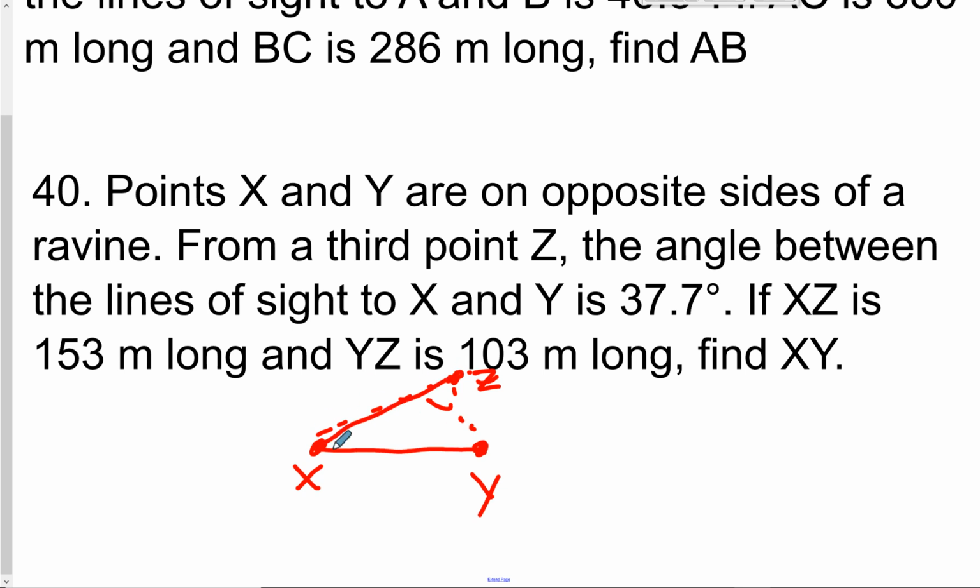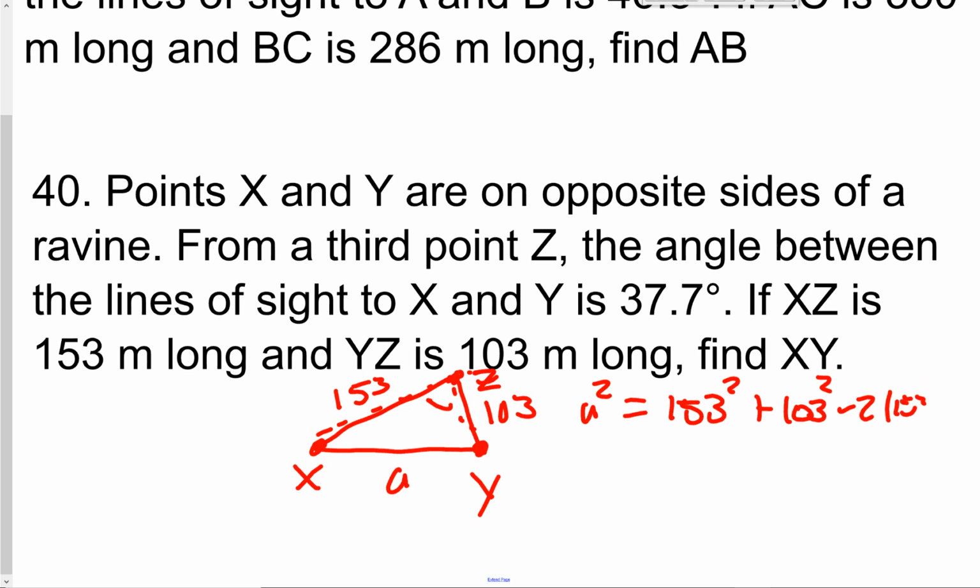Okay. And then they say this distance from X to Z is 153. And this distance from Y to Z is 103. And so I want to find this distance XY, right? So I can go ahead and say, okay, let's just say that's A. So then I'd use this formula, A squared equals, right? Whatever side I'm trying to find, I add the two other sides that are squared. So 153 squared plus 103 squared minus 2 times those two sides, 153 and 103, and then cosine of the angle opposite the side I'm trying to find, which is 37.7.